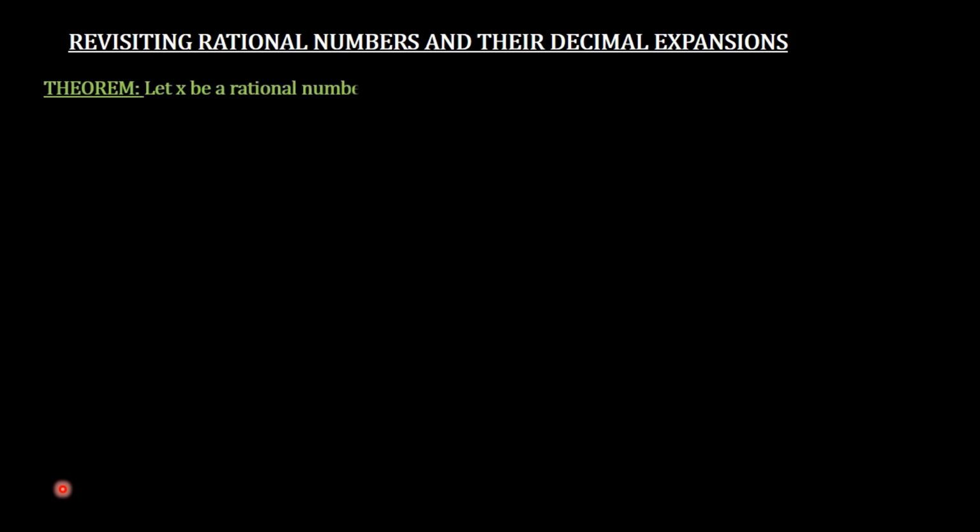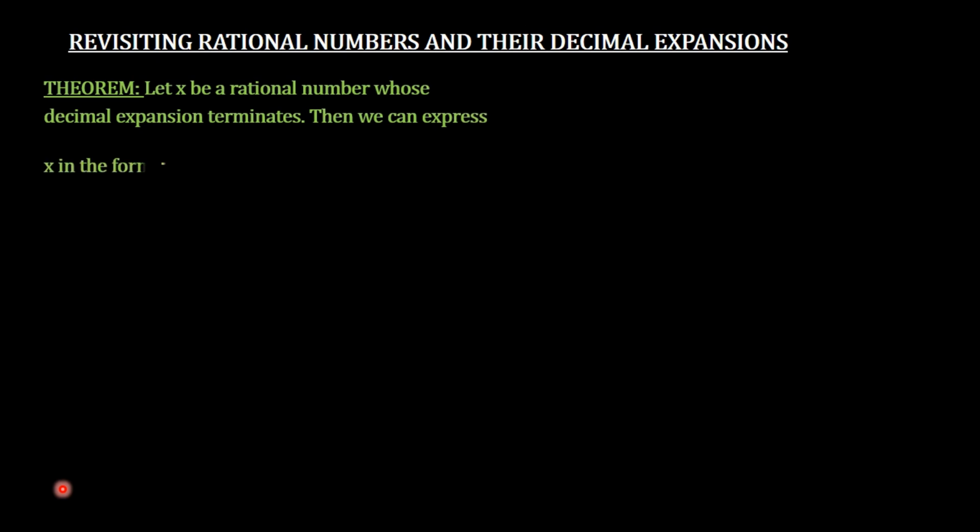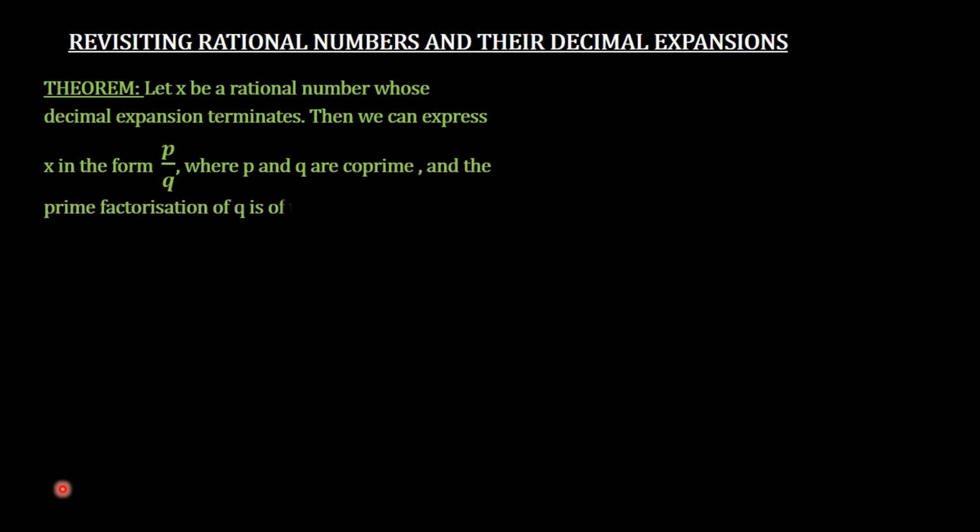Theorem. Let x be a rational number whose decimal expansion terminates. Then we can express x in the form p by q, where p and q are coprime and the prime factorization of q is of the form 2 raised to n into 5 raised to m, where n and m are non-negative integers. That is, by the theorem, x is a rational number whose decimal expansion terminates, that is, it has a terminating decimal expansion.